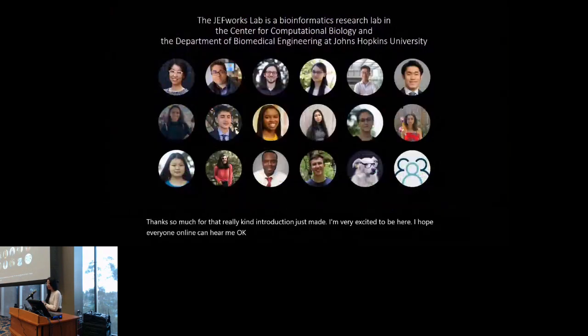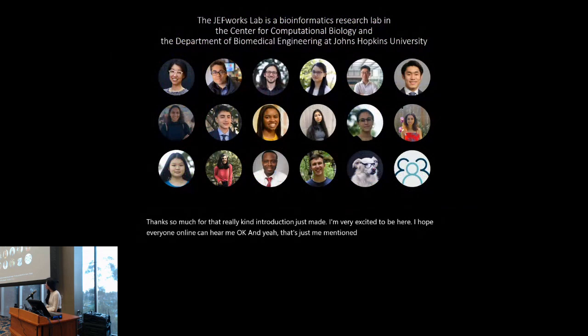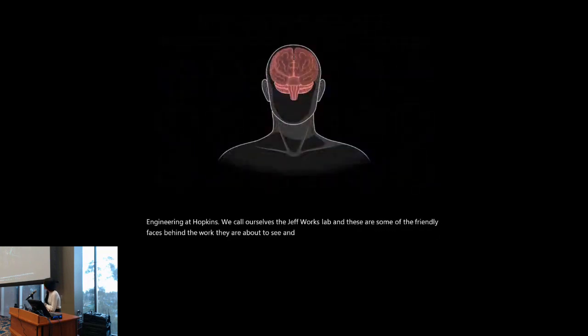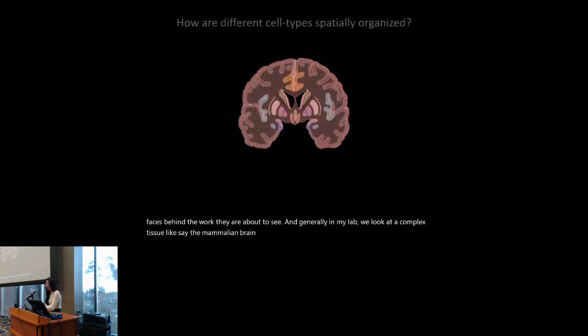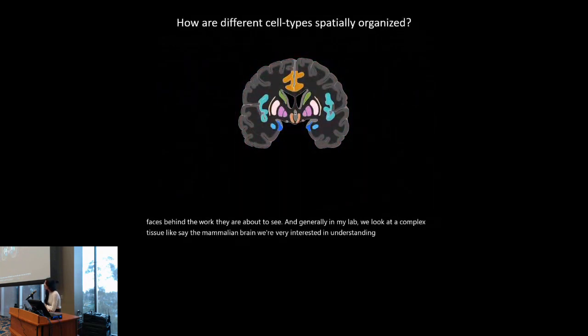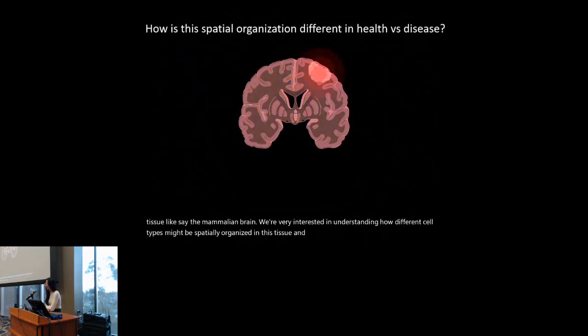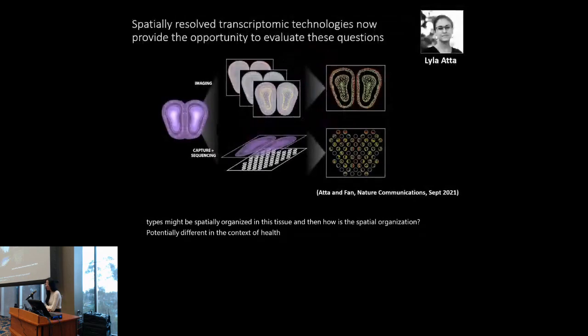And yeah, as Shashmita mentioned, my lab, we're a computational biology lab in the Center for Computational Biology in the Department of Biomedical Engineering at Hopkins. We call ourselves the JeffWorks Lab, and these are some of the friendly faces behind the work that you're about to see. And generally in my lab, when we look at a complex tissue, like say the mammalian brain, we're very interested in understanding how different cell types might be spatially organized in this tissue, and then how this spatial organization is potentially different in the context of health versus disease.